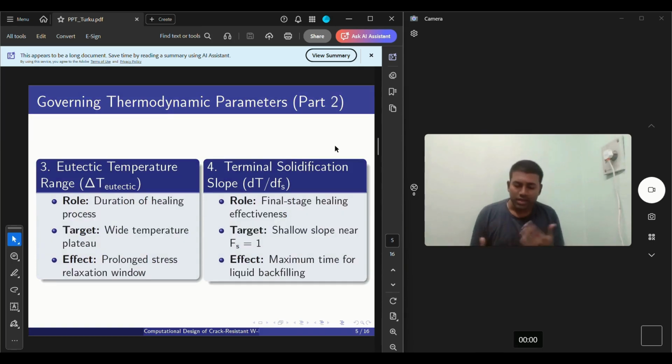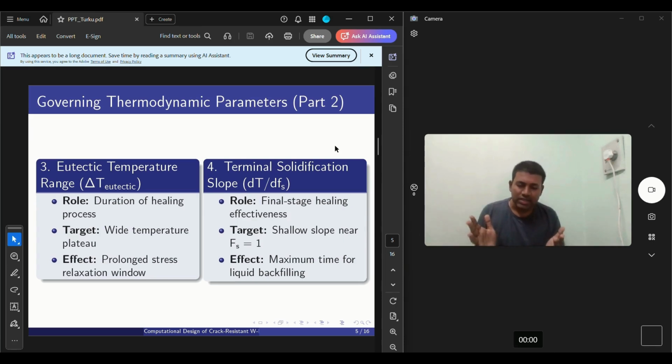The third and fourth parameters are the temperature range and the slope of the eutectic plateau. This primarily governs the duration and the effectiveness of the crack healing process. A wide temperature range provides a larger window for the eutectic reaction to complete itself. This ensures that maximum time is available for the liquid to backfill, ensuring grain bridging and backfilling, which seals cracks permanently at the most vulnerable terminal stage of solidification.